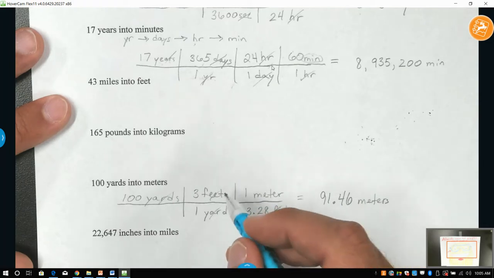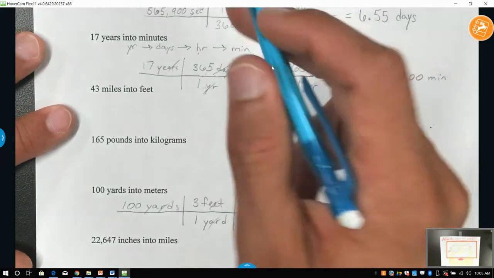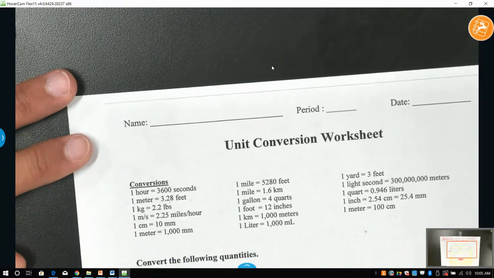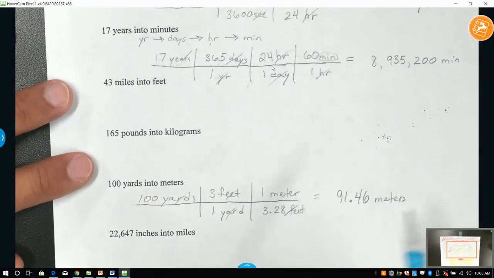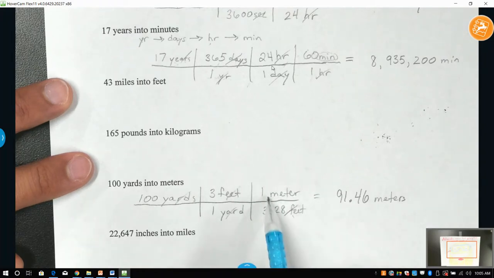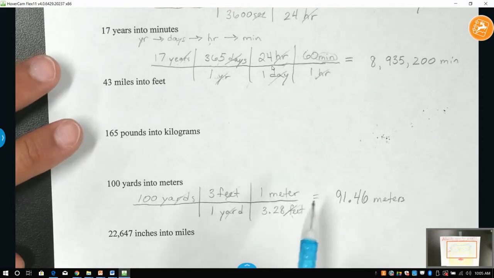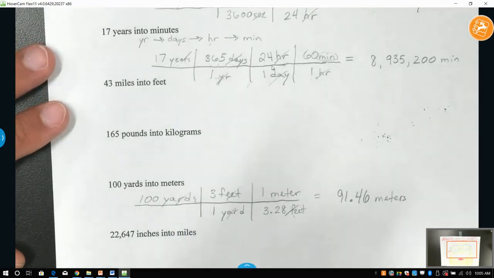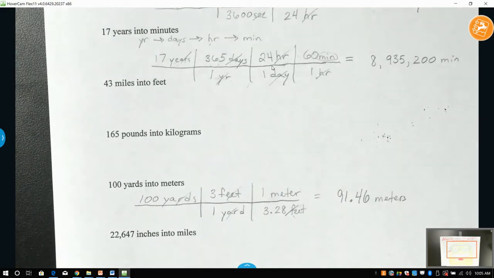And then we can go from feet to meter because of the conversion of 1 meter is equal to 3.28 feet. And because of that, we needed to have feet on bottom and then meter on top, feet on top and bottom cancel, left us with the desired unit of meters. And then what you do is multiply everybody on top and then divide by what is on bottom.